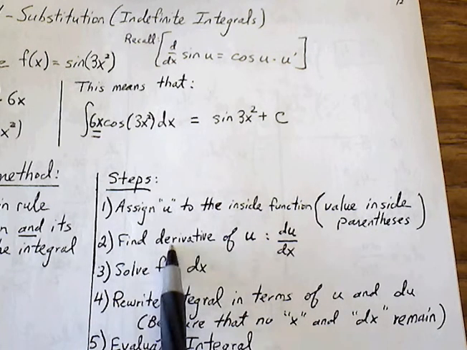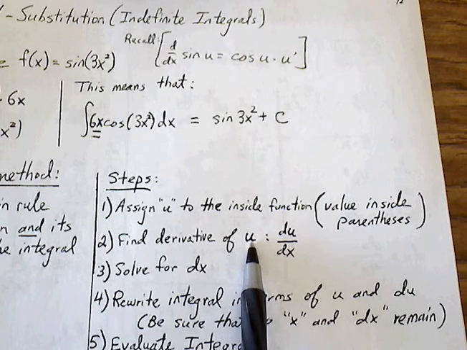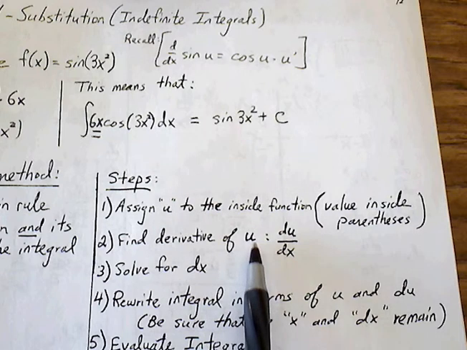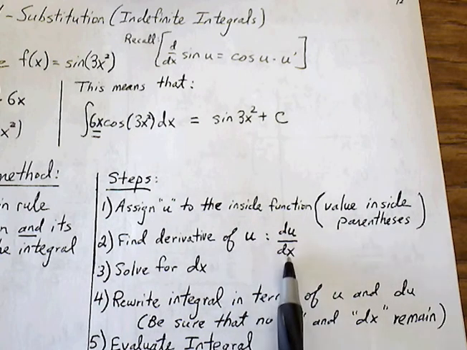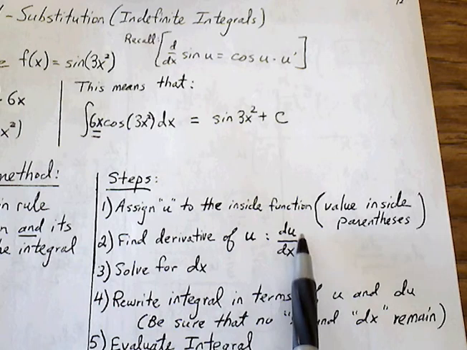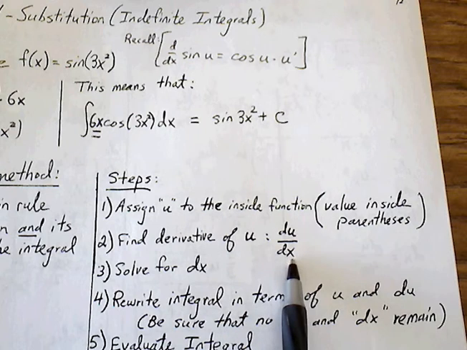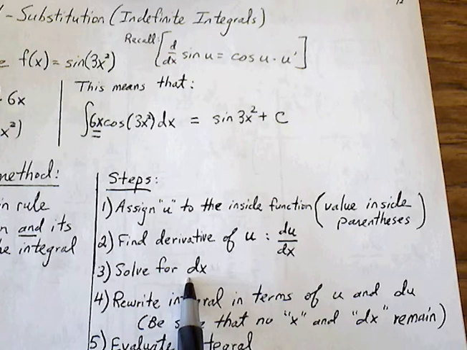Second, find the derivative for u. The derivative of u is u prime, but rather than writing it as u prime, we want to write it in a more descriptive way. So we want to say du over dx, the derivative of u with respect to x, or whatever the independent variable is. Next step, we solve for dx.